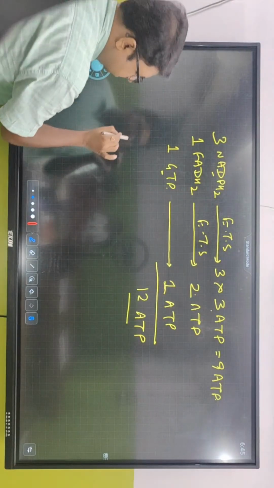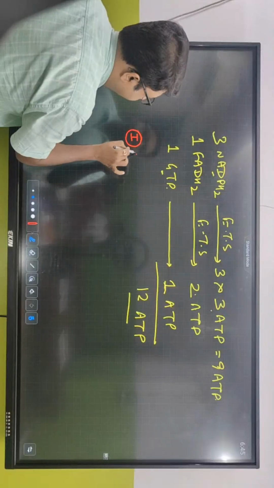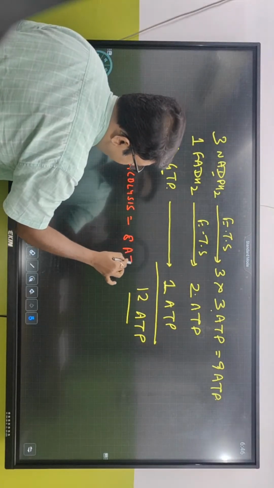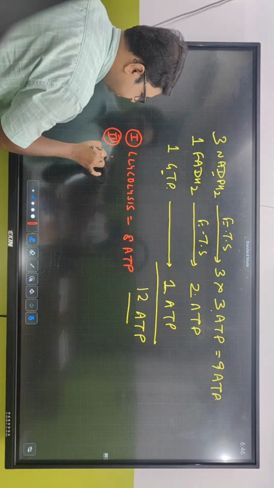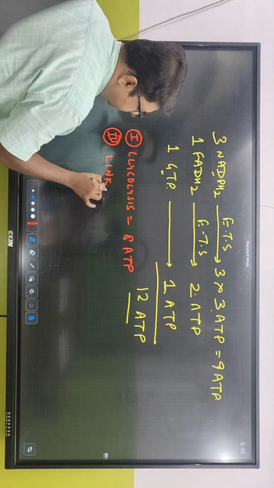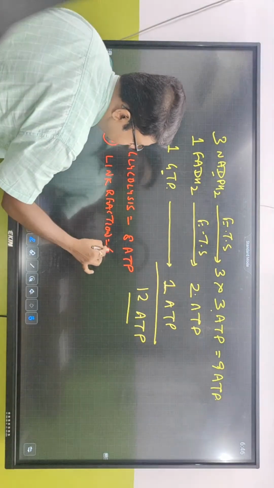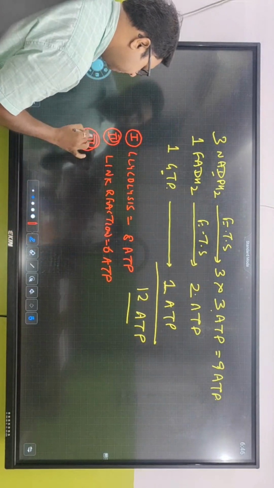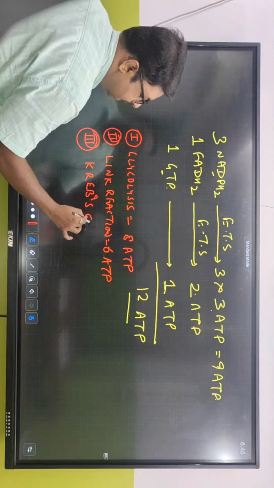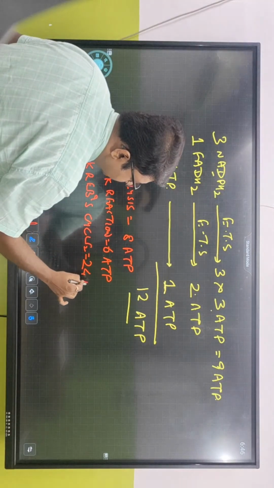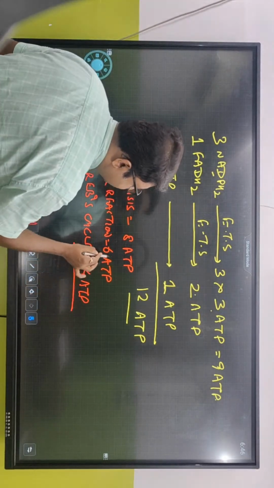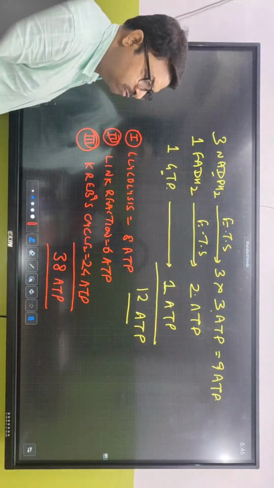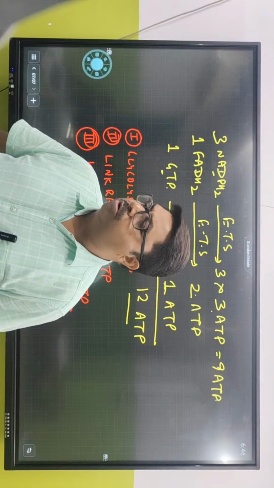So just write down over here. First step, glycolysis, 8 ATP being formed. Second step, link reaction, 6 ATP being formed. Third step, Krebs cycle, 24 ATP being formed. 24 plus 6, 30 plus 8, 38 ATP due to complete oxidation of 1 molecule of glucose.